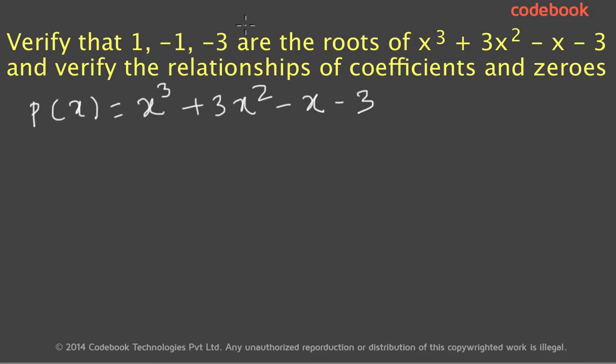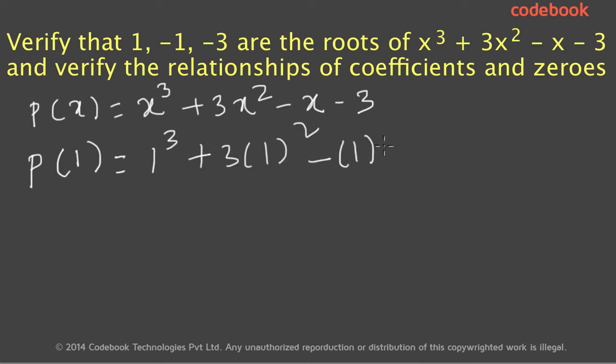If 1, minus 1 and minus 3 are the roots of this cubic polynomial, then p of 1 and p of minus 1 and p of minus 3 should be equal to 0. So let's verify if that is the case. So substituting x with 1, we have p of 1 equal to 1 cube plus 3 of 1 square minus 1 minus 3, which is nothing but 1 plus 3 minus 1 minus 3. So 4 minus 1 is 3, 3 minus 3 is equal to 0. So 1 is a root of this cubic polynomial.